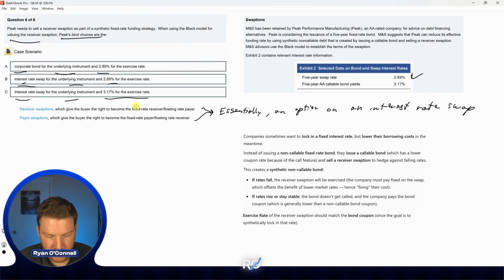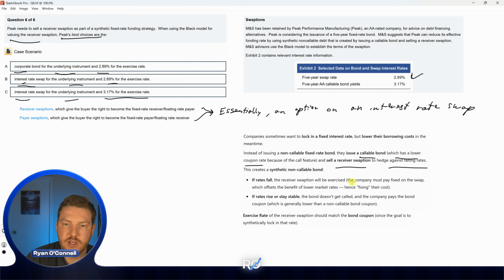Well, this one I actually thought was a complicated and difficult one. So if we look at what I have down here, if you want to lock in a fixed interest rate at a lower borrowing cost, one thing you can do is, instead of issuing a non-callable fixed rate bond, issue a callable bond, because callable bonds have a lower coupon rate, since they provide that advantage of being callable. So people are willing to take the lower coupon rate to invest in them, and then you sell a receiver swaption to hedge against rates falling. So it creates a synthetic non-callable bond.